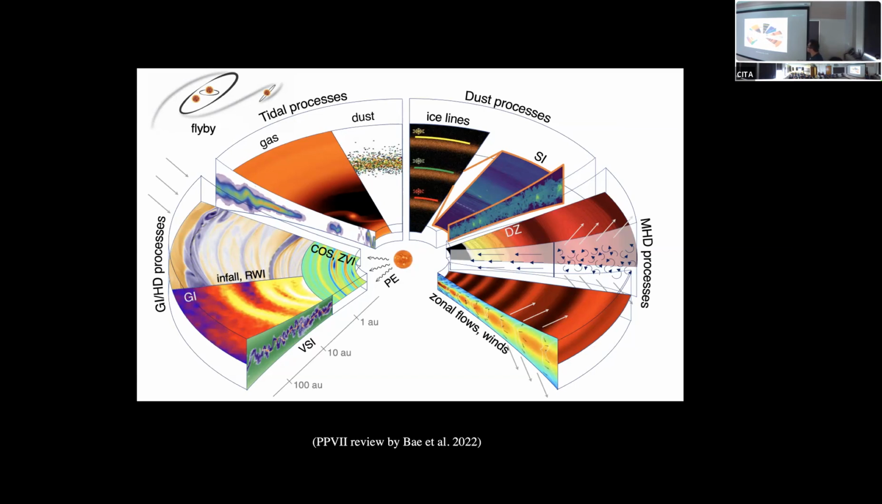So the question is, what is actually causing these structures, and whether one of our favorite choices, which is planets, we can actually try to see whether these structures come about from planets.